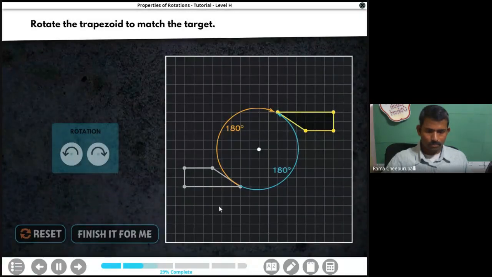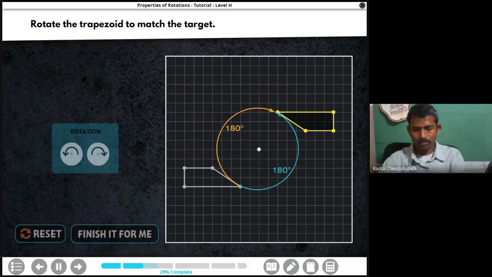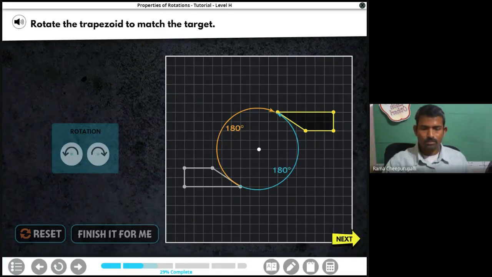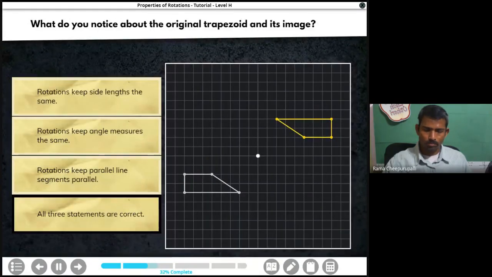Let's look. When you rotate a figure 180 degrees, you don't have to say clockwise or counterclockwise. The result is the same either way. What do you notice about the original trapezoid and its image?